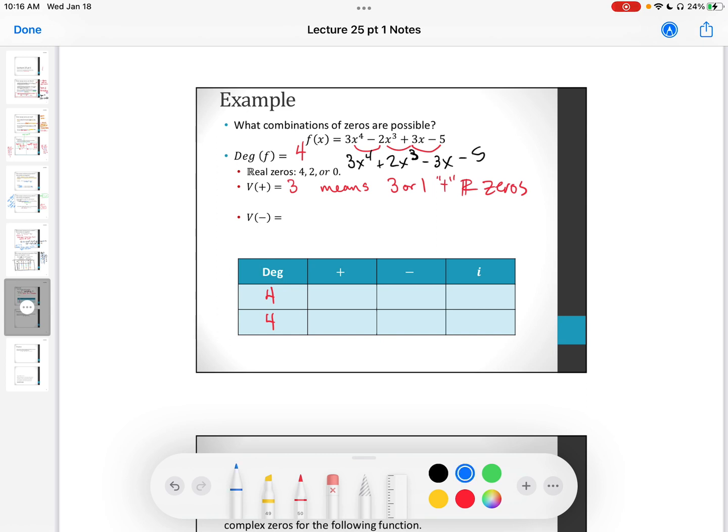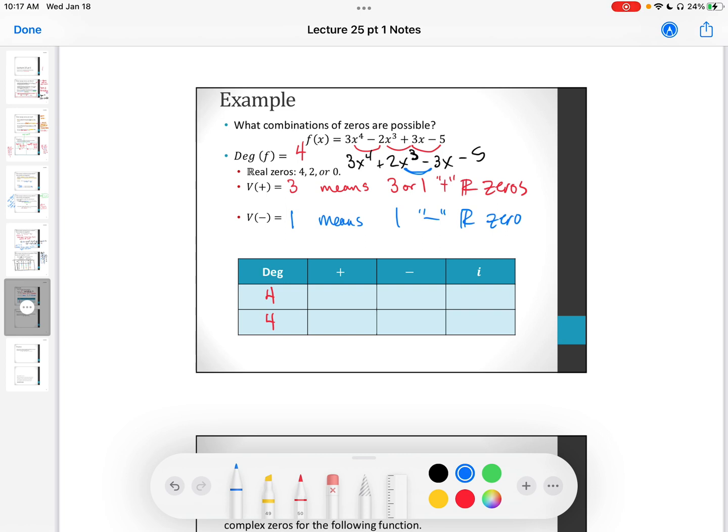So how many variations do I have for v negative? Positive, positive, positive, negative, negative, negative. So I only have 1. And that means that we have 1 negative real zero. I know for a fact that I have 1 negative real zero.